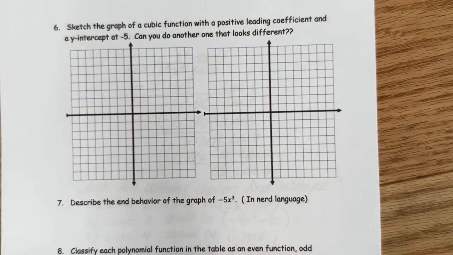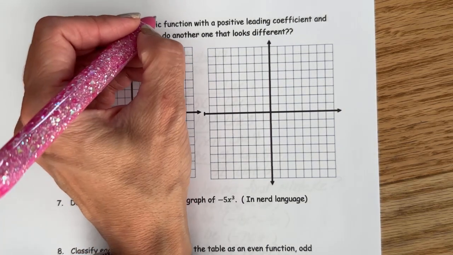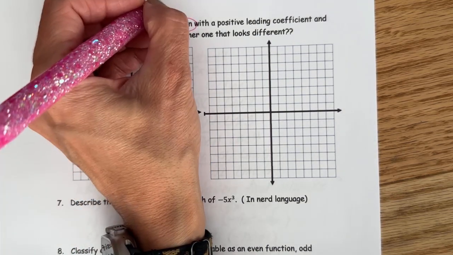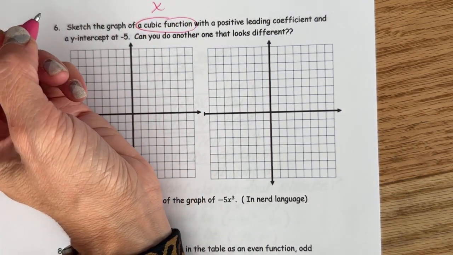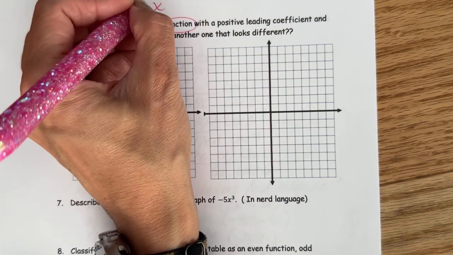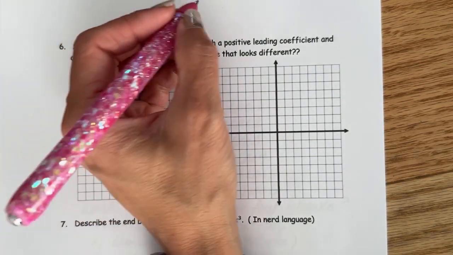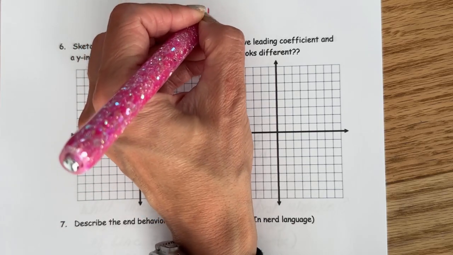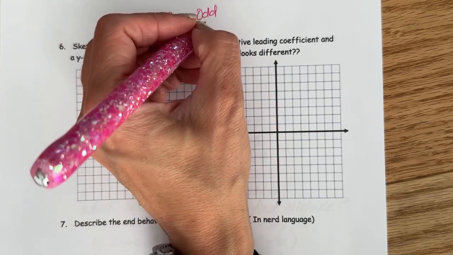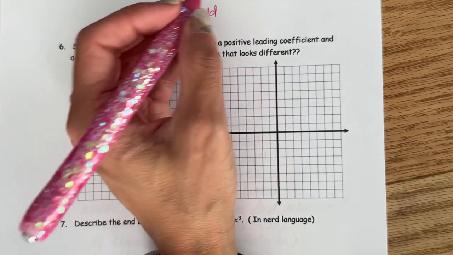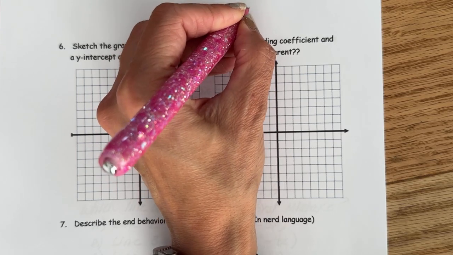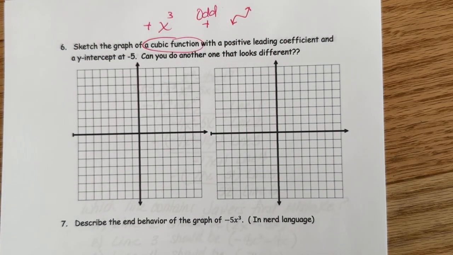and a y-intercept at -5. Can you do another one that looks different? So, cubic function, that means you have something cubed and it's a positive leading coefficient. So we know if it's cubed, the degree is odd. And if it's got a positive leading coefficient, it's an odd positive. So we know that those are down on the left and up on the right.